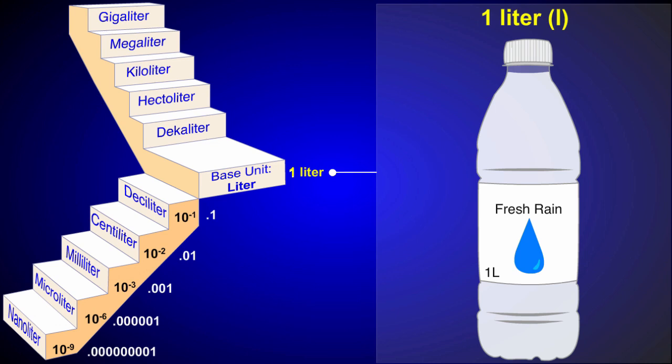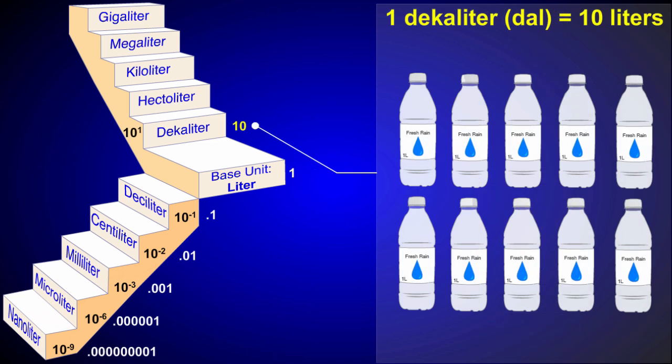Let's return to liters for a moment as the basic unit of volume measurement. Scientists in the field often work with measurements that are larger than liters. So let's look at these larger units next. A decaliter is 10 times larger than a liter. So a decaliter is equal to about 10 one-liter bottles of water.